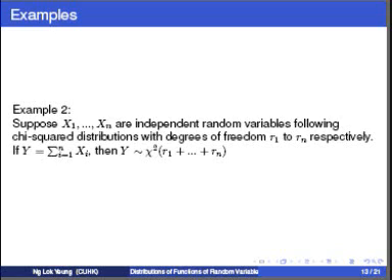Another example here describes the distribution of sums of independent chi-squared distributions. We can look at this theorem first. Suppose X1 to Xn are independent random variables following chi-squared distributions with degrees of freedom r1 to rn respectively. If Y equals the sum of all Xi's, then Y follows a chi-squared distribution with degrees of freedom equal to the sum of r1 to rn.